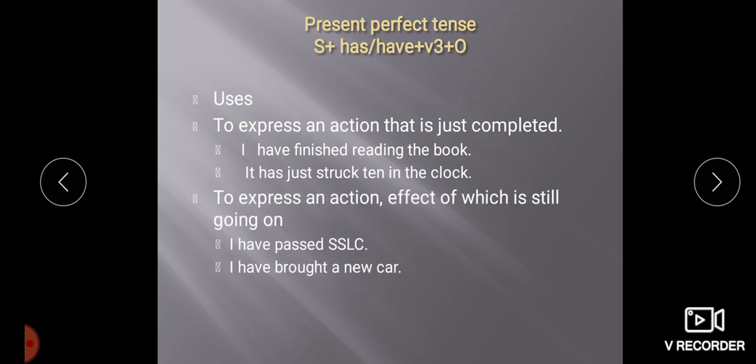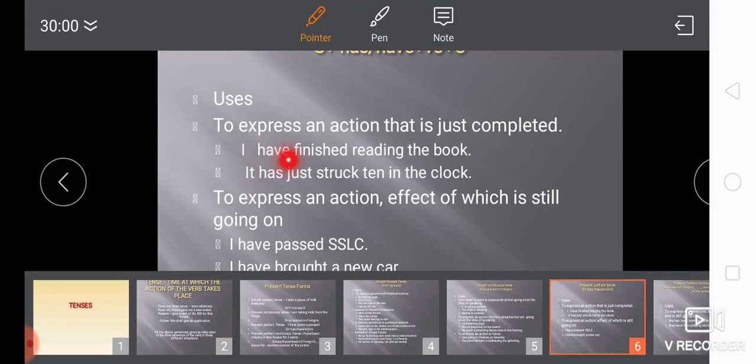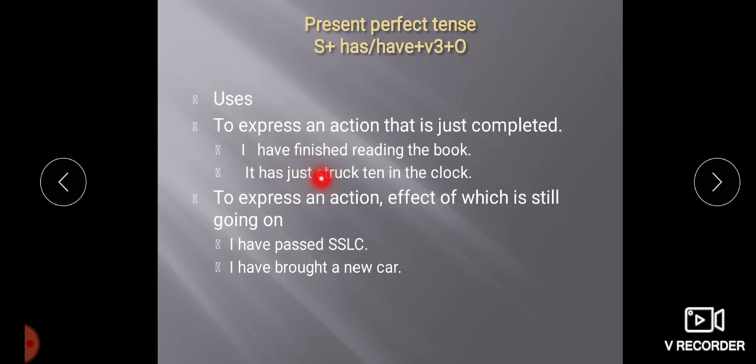To express an action, the effect of which is still going on, like I have passed SSLC. I have bought a new car. The most important thing is that although this tense is categorized in present tense, it always tells you about what is already over, like reading the book is finished.